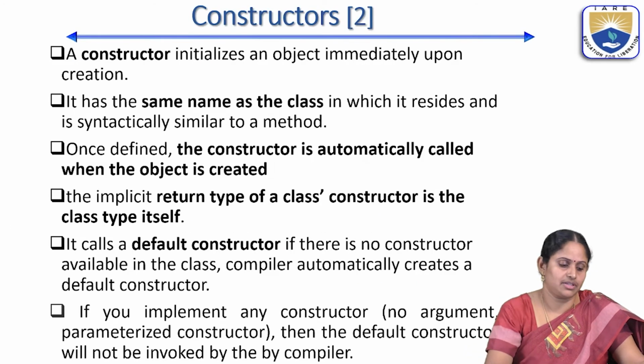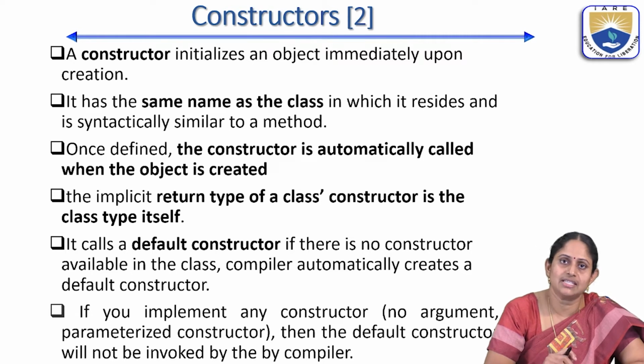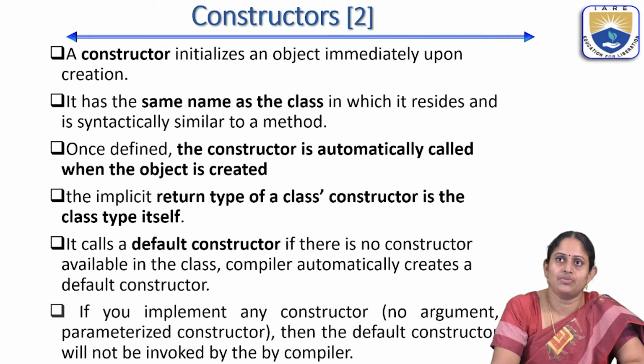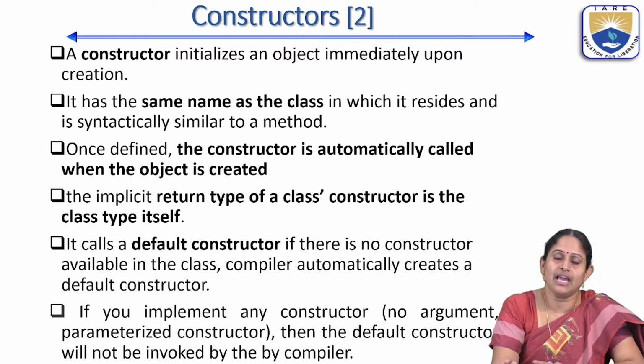Next is constructor. In the previous example, we have seen how we are using the setDime method to initialize the object. Now instead of making use of a method, we have a concept called constructor in Java, which will initialize the object at the time of creation. The constructor is used to initialize an object when that object is being created.